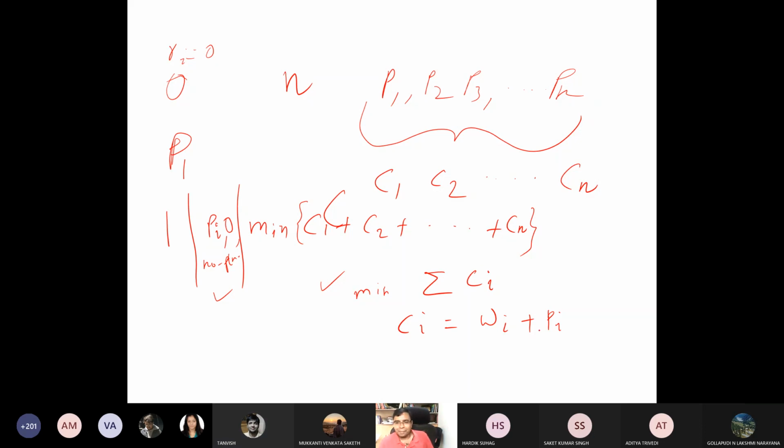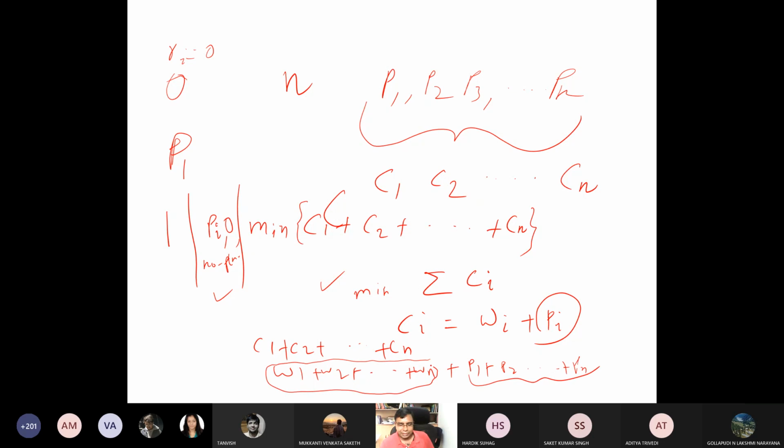Anyhow, the processing time, if you sum all the things, then what will happen? C1 plus C2 plus Cn becomes W1 plus W2 up to Wn plus P1 plus P2 up to Pn. So anyhow, we cannot minimize this part. Anyhow, this is the processing time. Only waiting time needs to be minimized. If you minimize this waiting time, it is the same as minimizing C1 plus C2 plus Cn. Is this clear? Yes, sir.